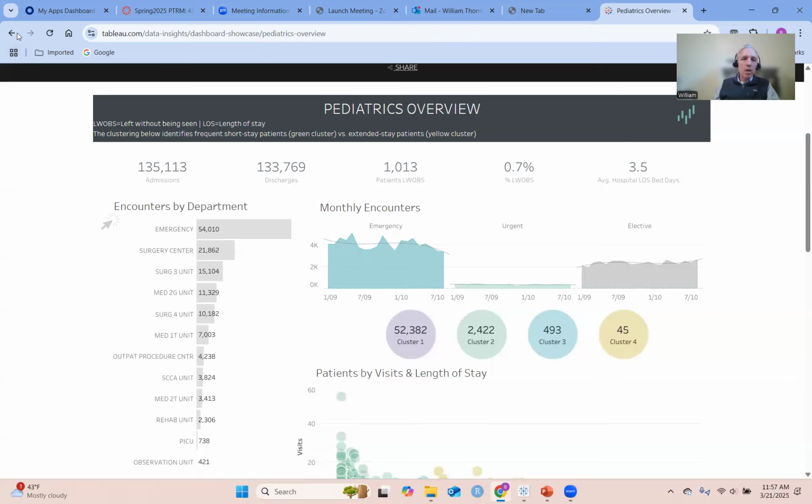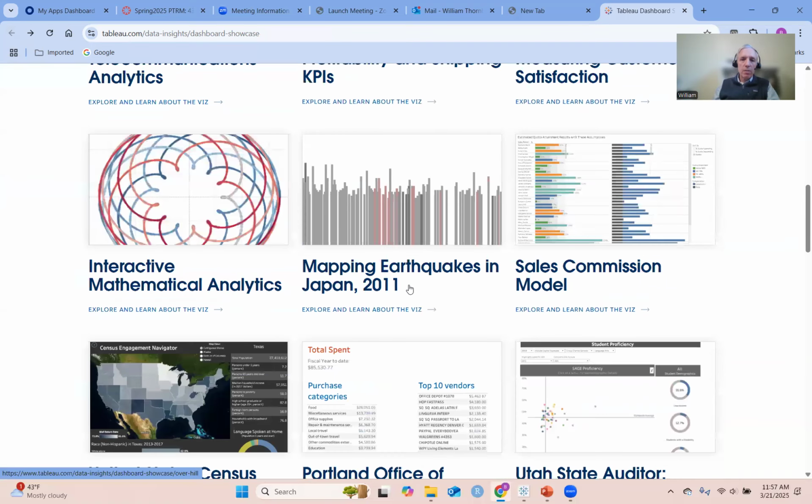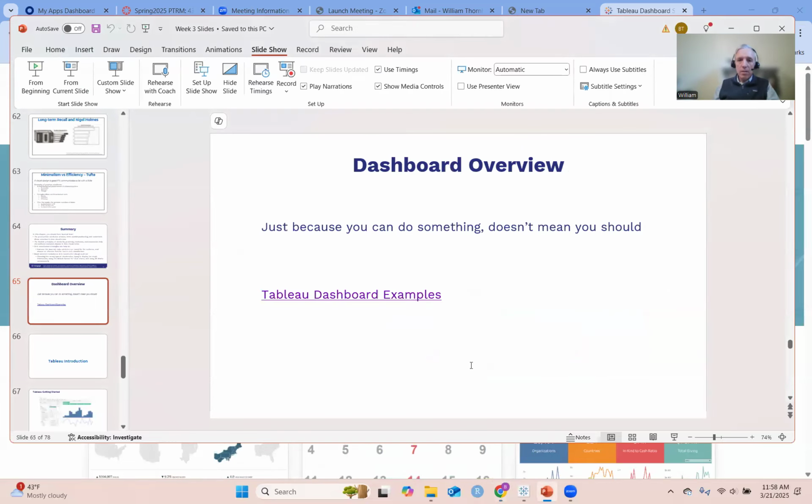Okay, so hopefully you have a good sense of what a dashboard is. You can go to this site and you can see all kinds of different dashboards if you want to see some. And then I want you to keep firmly in mind this idea that just because you can do something doesn't mean you should.